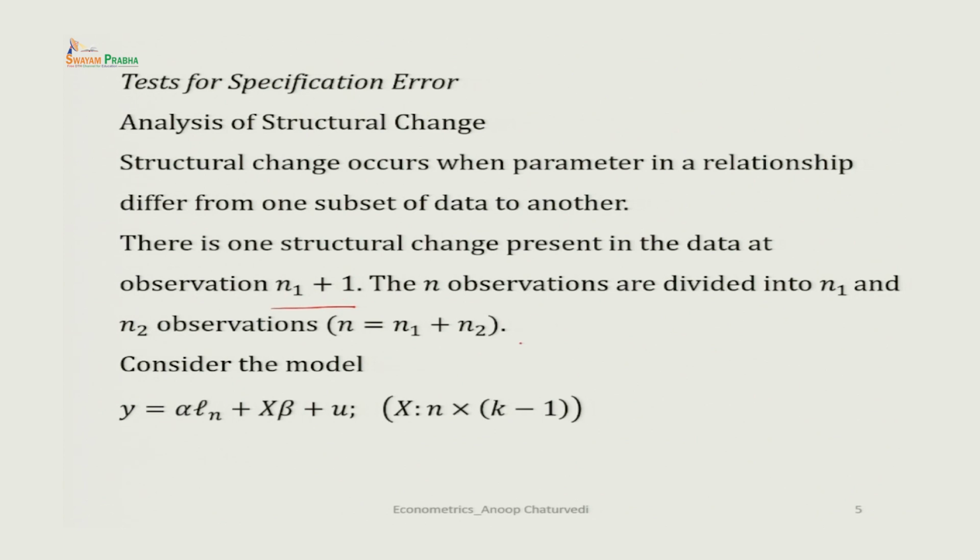So, now we divide the n observations into two parts: n1 observations and n2 observations, so that n is equal to n1 plus n2. Then we consider the model y equal to alpha l_n plus x beta plus u. This is the term corresponding to the intercept term, and then x is of order n cross k minus 1.